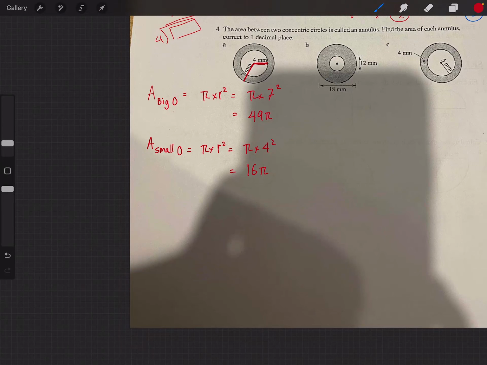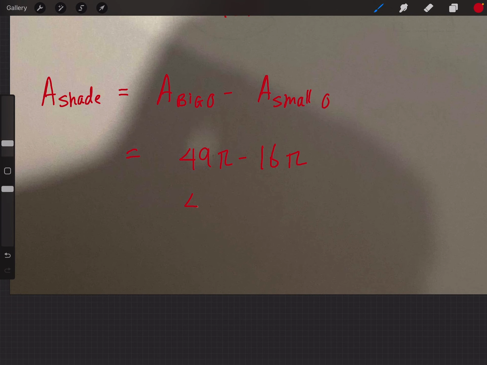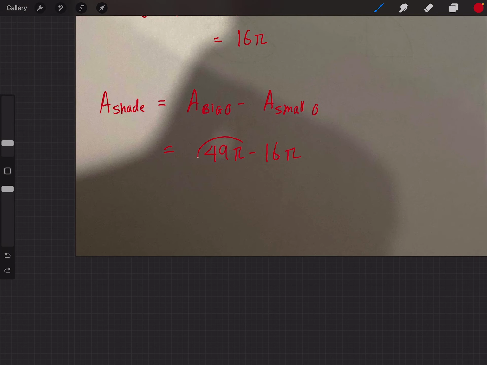And then we have to do subtraction. So we know that the area of the shaded part is equal to the area of the big circle minus the area of the small circle, which is 49 pi take away 16 pi. Now imagine this is like 49x take away 16x. Can we do this? Of course we can. These are like terms. Oh wait, you haven't learned algebra. Sorry. Okay, so you can just use a calculator: do 49 times pi, get the answer, and then find out what 16 pi is, get the answer, and do subtraction.